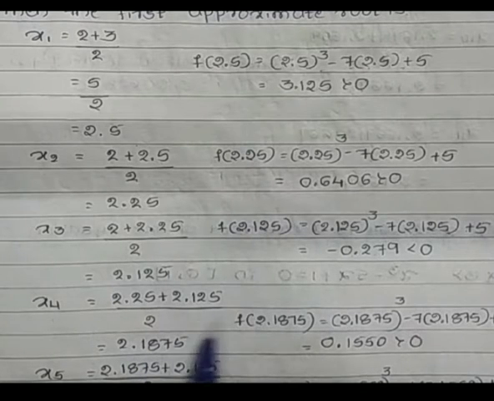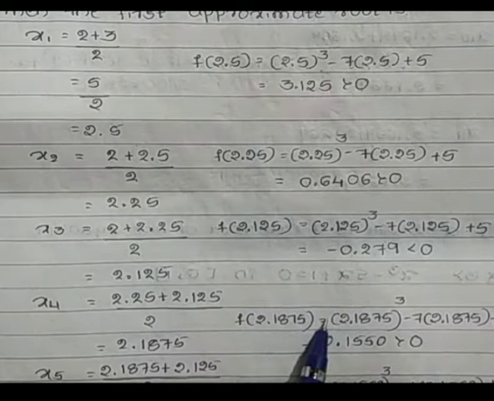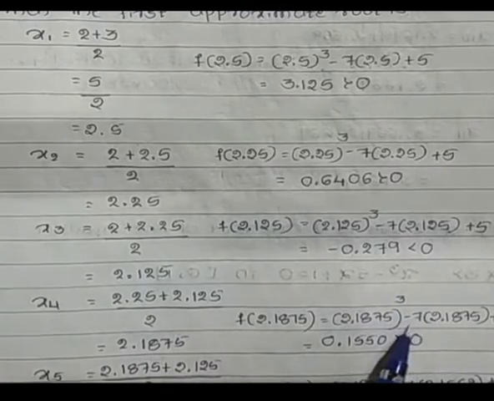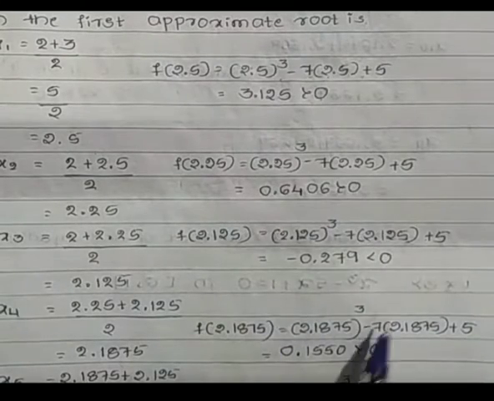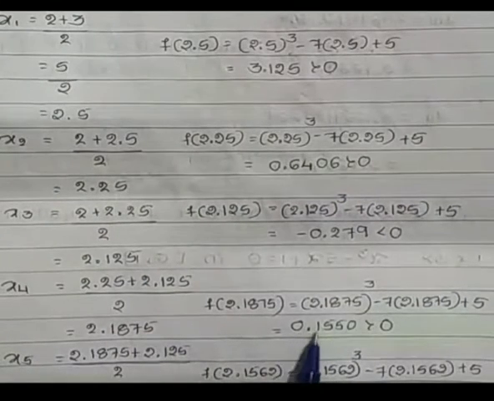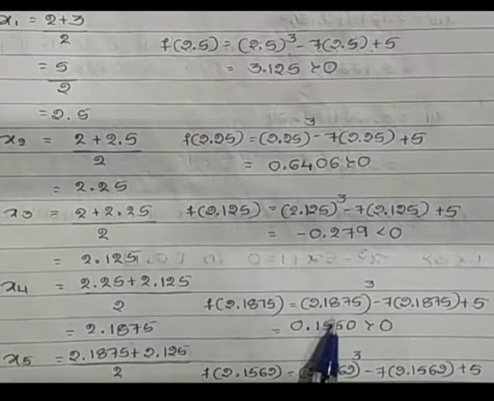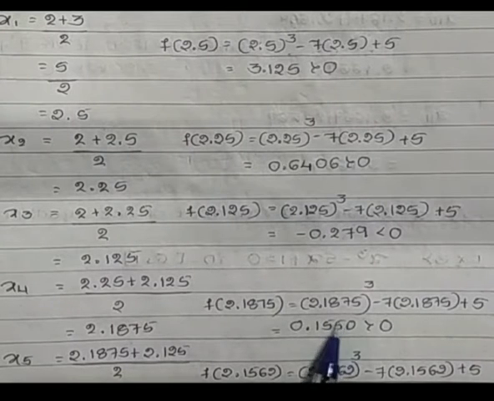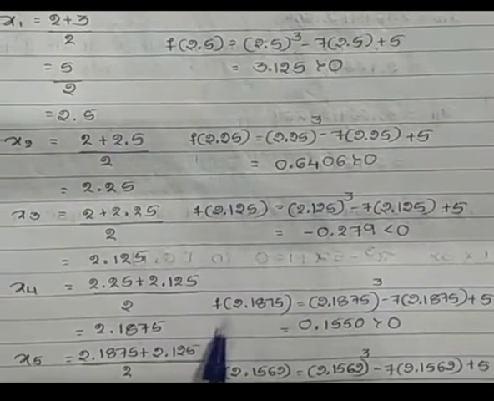Now substitute this in the function. f of 2.1875 is equal to 2.1875 raised to 3 minus 7 into 2.1875 plus 5. Using a calculator, solve it. We are getting 0.1550. What value comes is not important, whether it is positive or negative is all we need. After substituting in the function, we get positive or negative, that we need to mention. Here it is positive, therefore greater than 0.